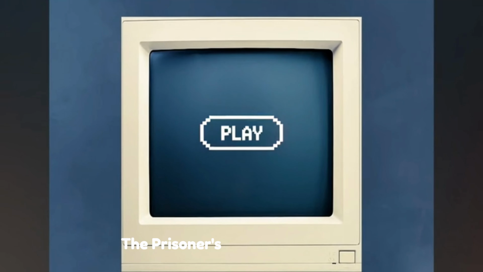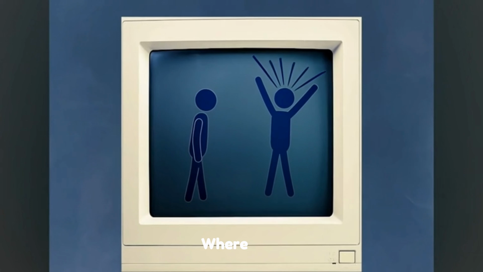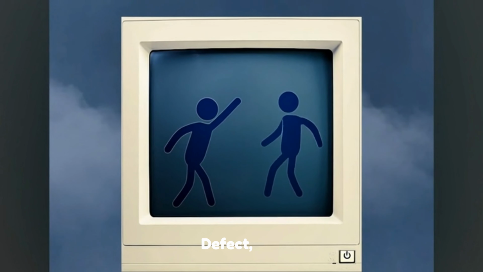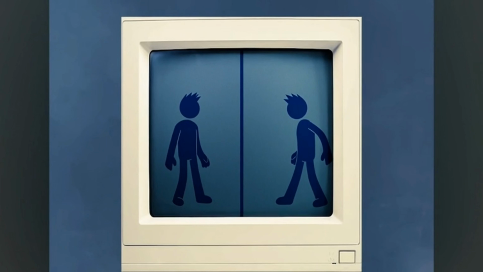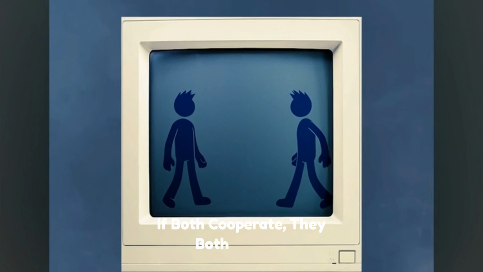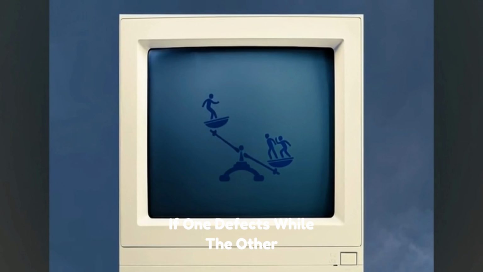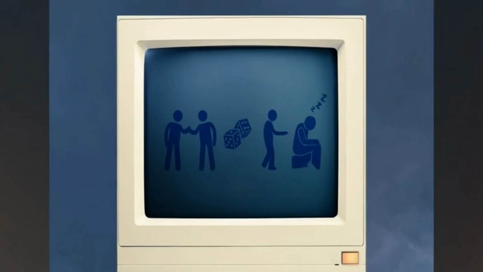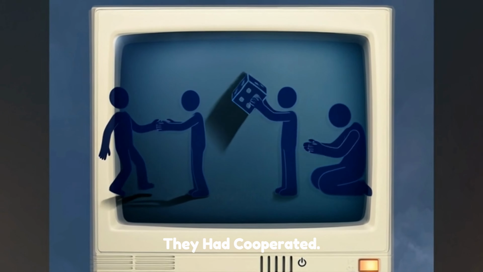The prisoner's dilemma explained. The prisoner's dilemma models a situation where two players must independently choose whether to cooperate or defect, act selfishly. The paradox lies in this: if both cooperate, they both receive a moderate reward. If one defects while the other cooperates, the defector gains more while the cooperator suffers. If both defect, both end up worse off than if they had cooperated.